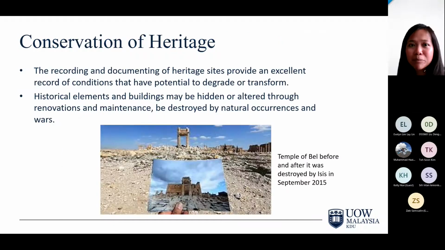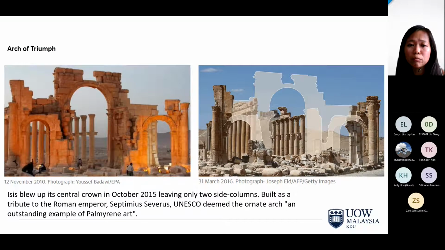All right, other than for marketing purposes, this VR will be very helpful in conservation of heritage. A lot of the time, we have some restriction to enter selected areas, or that particular area is under renovation or has been destroyed by natural occurrences or wars. So this VR technology will be helpful for the potential tourists to view what it looks like, what it looked like previously when it was still perfect.